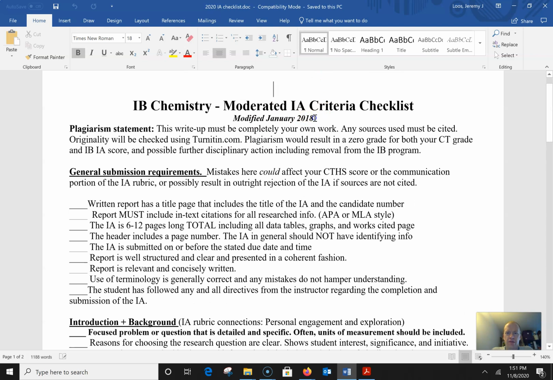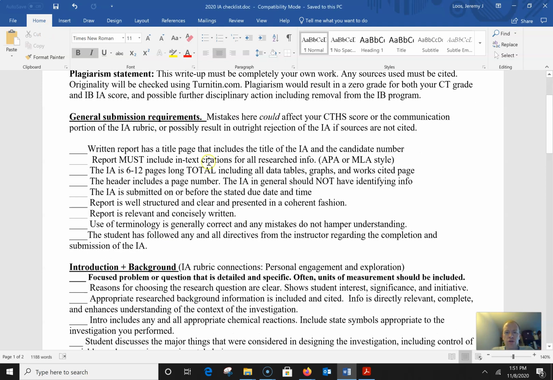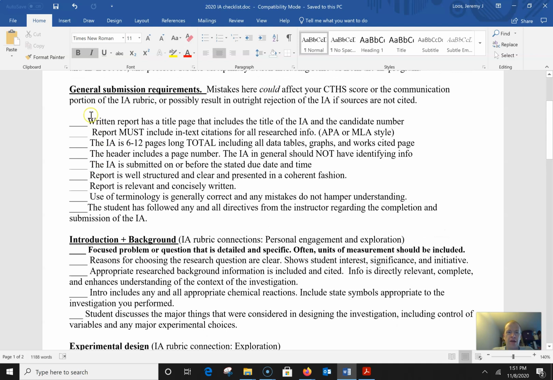I actually did modify this in 2020. Let's make that change right now. So some important things here as far as submission requirements to take a look at. These are things that either are part of the communication score or just part of the necessities for doing the assignment. You're supposed to have a title page. If it really comes down to it and you need that extra page, we can cut the title page, but you're supposed to have a title page.